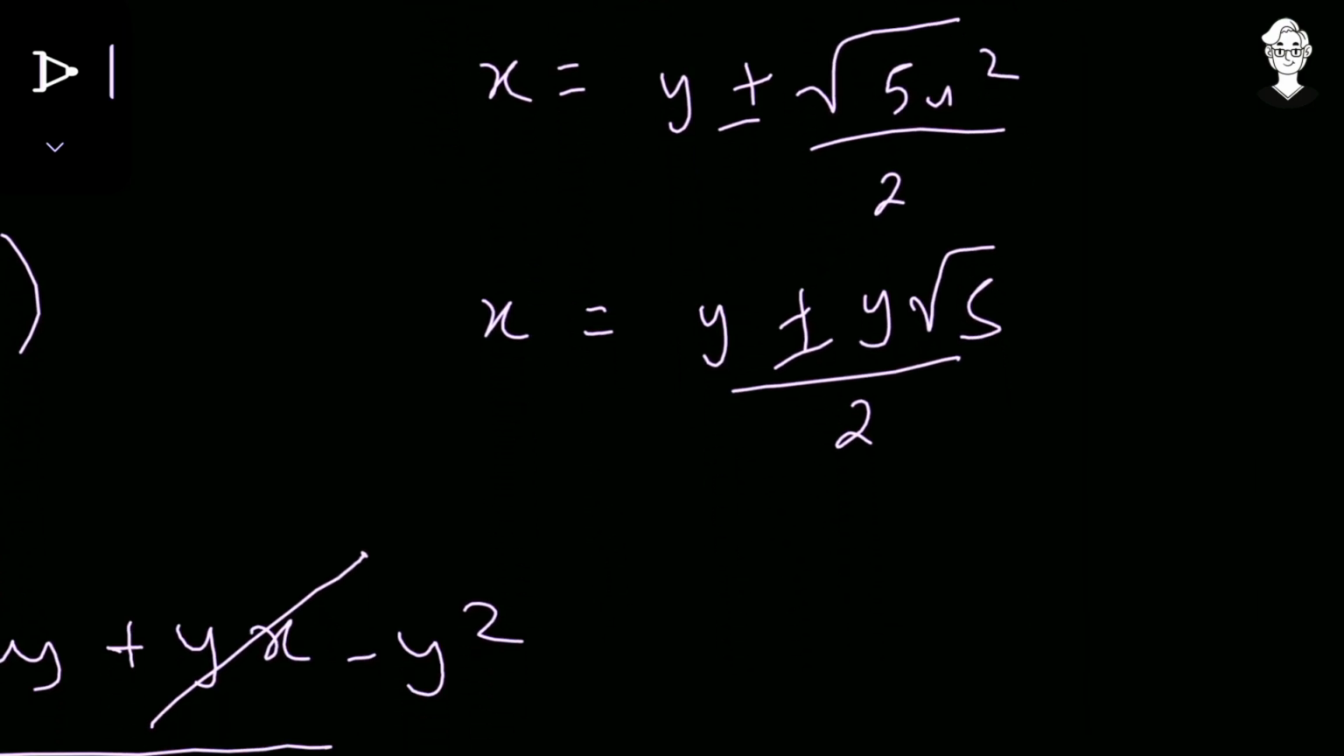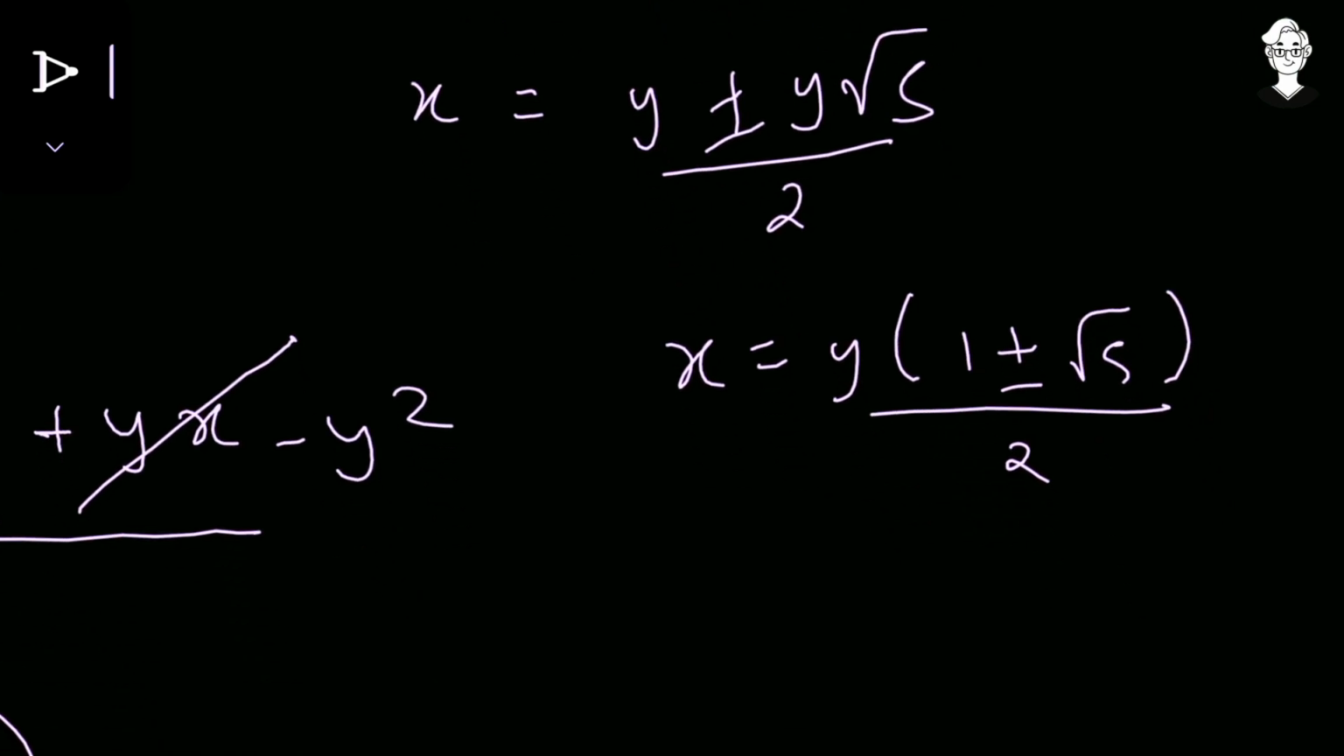I can take the y common, so x is equals to y taken common, 1 plus or minus square root of 5 upon 2. y comes in division, so x upon y. Now remember that square root of 5 has a value of 2 point something, like 2.125, which means it's greater than 1. So 1 minus square root of 5 will give me a negative answer, and this ratio cannot be negative, so I have to go with the positive value. So square root of 5 plus 1 upon 2, and remember, it's nothing but the golden ratio.